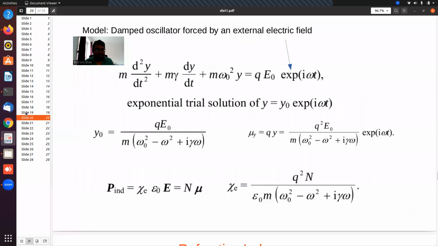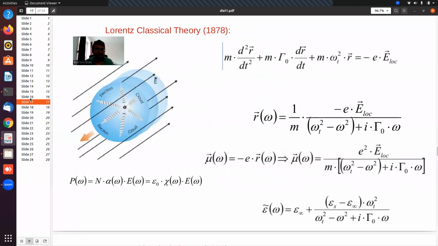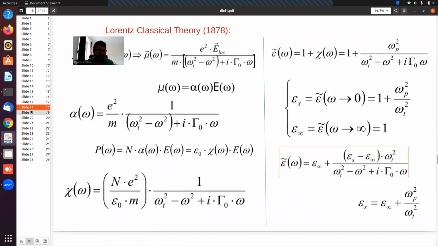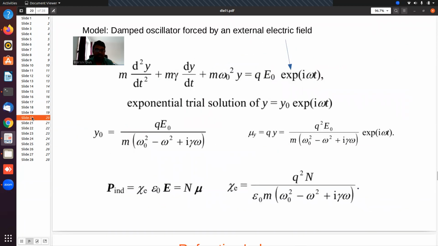Okay, this is how Lorentz derives this absorption and dispersion in terms of a simple model, where the central dipole or central point of interest is connected to a simple harmonic oscillator, and there is a friction due to surroundings. So with these two inputs, he derived this microscopic expression, with these two simple assumptions.